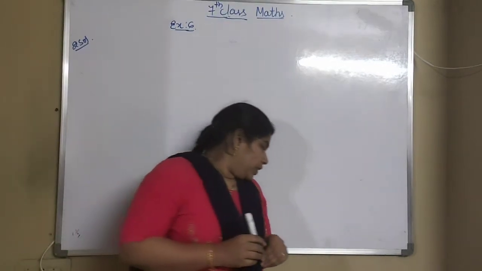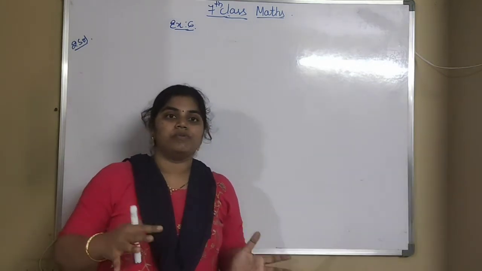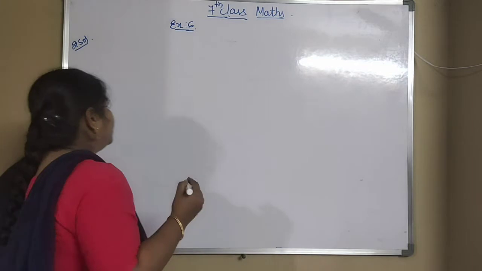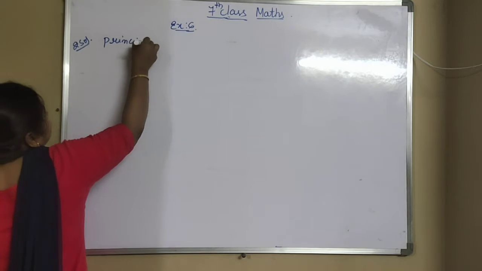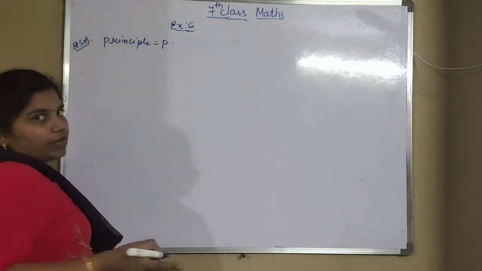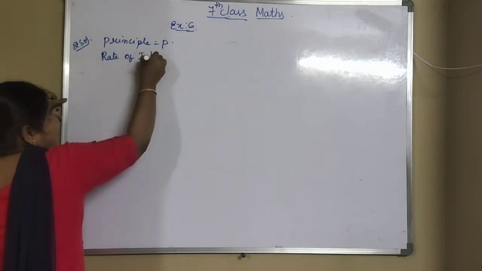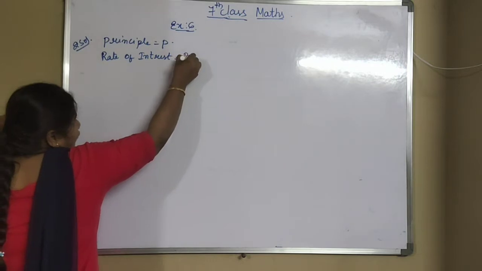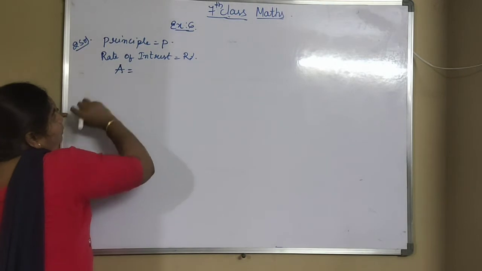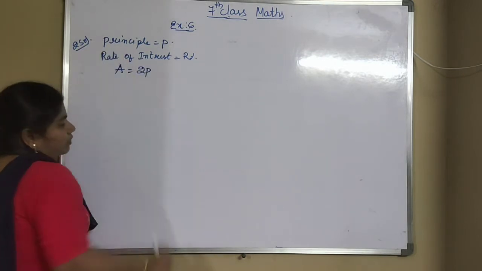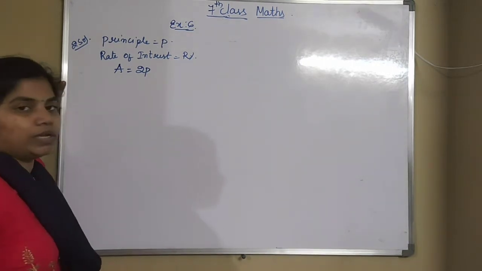What they told here is, at what rate does a sum double? Sum is nothing but the amount being doubled. They didn't give any principal value, so I am taking it as P. Principal is equal to P, and the rate of interest we have to find, so that will be R%. The amount is doubled, which means it will be 2P. Amount value is equal to 2P.